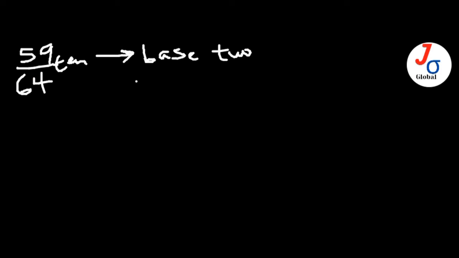So now we are given 9 over 64 base 10 to base 2. So how do we do that? Now the first question you should ask is 2 raised to the power of what? So I'm converting to base 2. 2 raised to the power of what will give us 64. So that will be 2 raised to the power of 6 will give us 64.